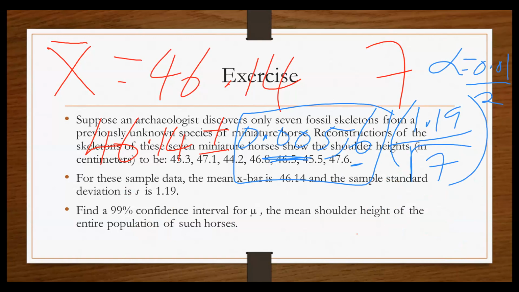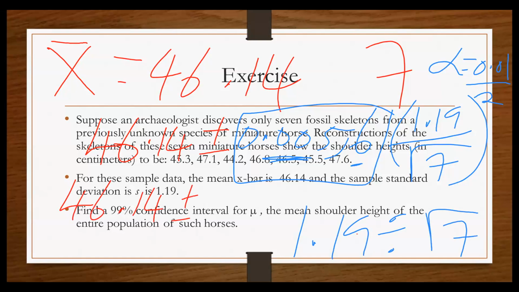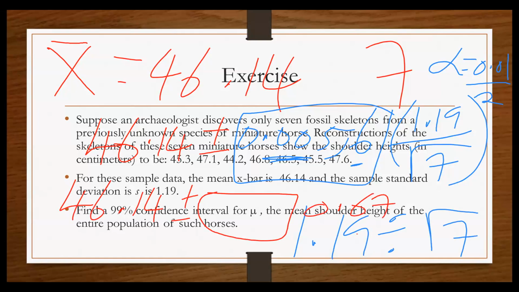So just say 1.19 divided by the square root of 7. So 0.676. Sorry? 0.676. 0.676765. Okay, like this? Okay. So that is what we get on the last parameter.